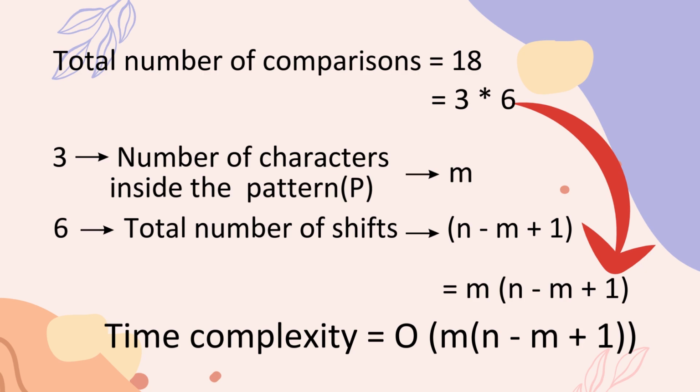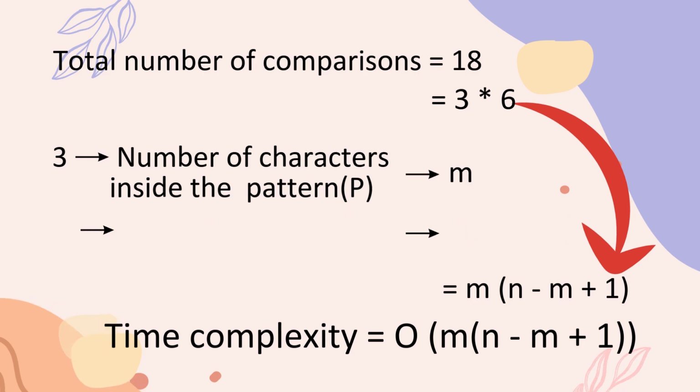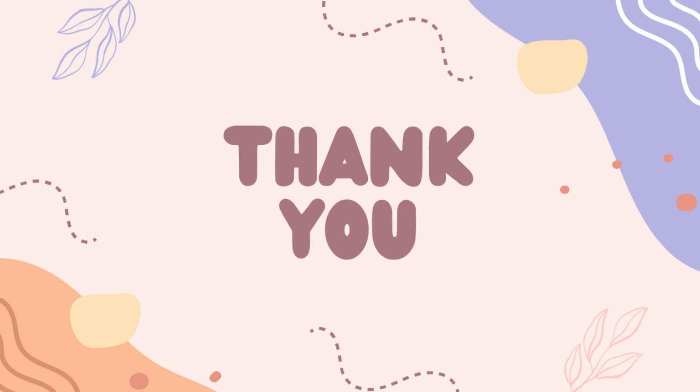3 means the number of characters inside the pattern, which is m. 6 means the number of shifts, which is n minus m plus 1. Then we can write the total number of comparisons as m times the quantity n minus m plus 1. Then the worst case time complexity is equal to big O of m multiplied by the difference of n and m, increased by 1. That's the end of our first lesson.